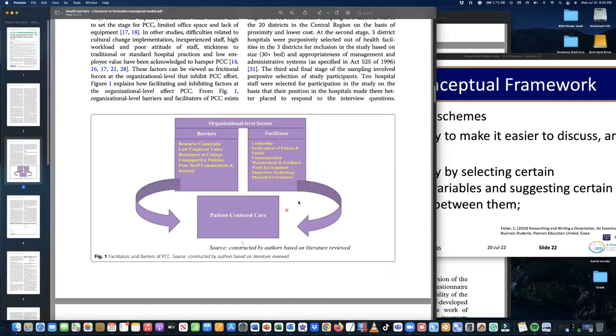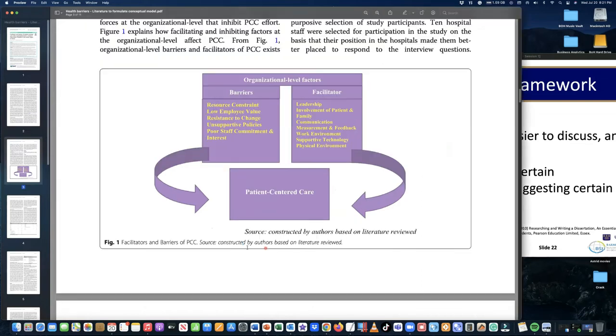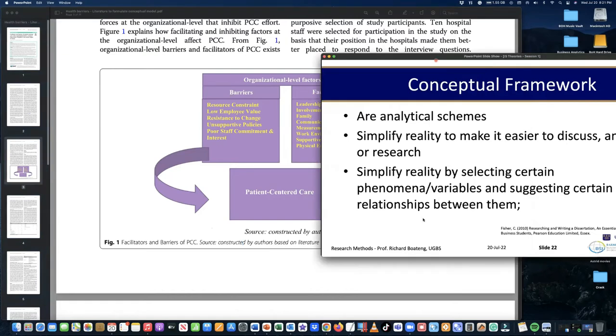So that's why I say force flow diagram. One of the forces is coming from the left, one of the forces coming from the right. Do you understand me? So the stronger force will win. So he called it facilitating barriers of patient care, constructed by the authors, based on what? Can you see here, based on what? Can you see it? Constructed based on a literature review. Good.